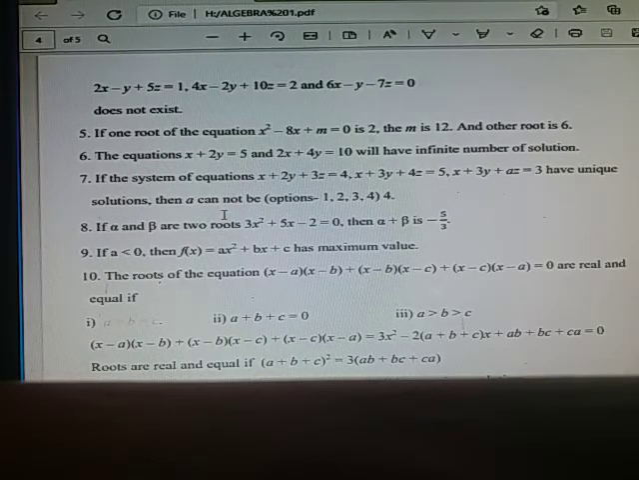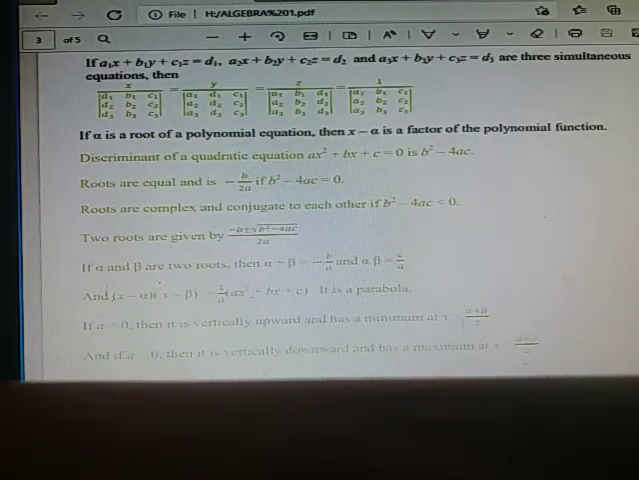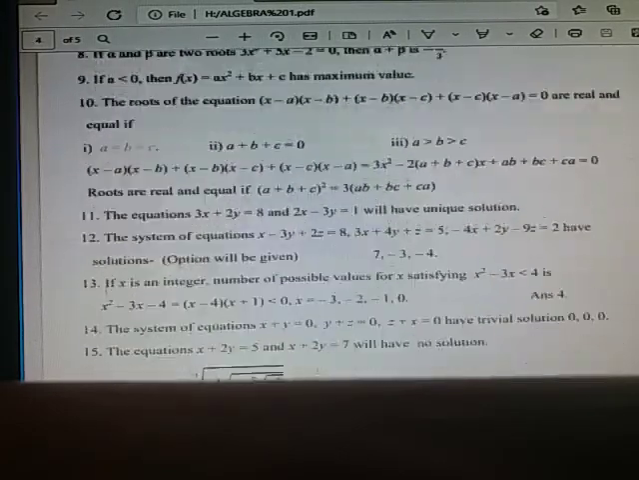And this has a unique solution. So for a unique solution, a cannot be certain values. Here you see 1, 3, 4, 1, 3. If a is 4, then the rows become proportional in this coefficient determinant, so it will be 0. So if a is equal to 4, this will be 0, and we cannot have a solution.